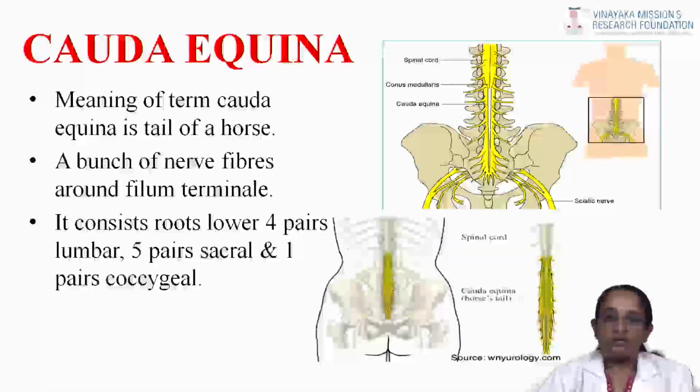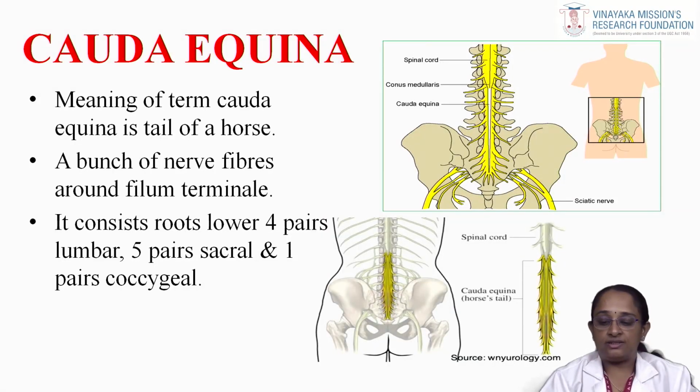Then the cauda equina, the same thing I have said here: below the conus medullaris, all the nerve fibers look just like the tail of a horse. The nerve fibers from L2 to L5, S1 to S5 and Co1, coccyx 1, all these form the cauda equina. It consists of 5 pairs of lumbar spinal nerves, 5 pairs of sacral spinal nerves and 1 pair of coccygeal spinal nerves.